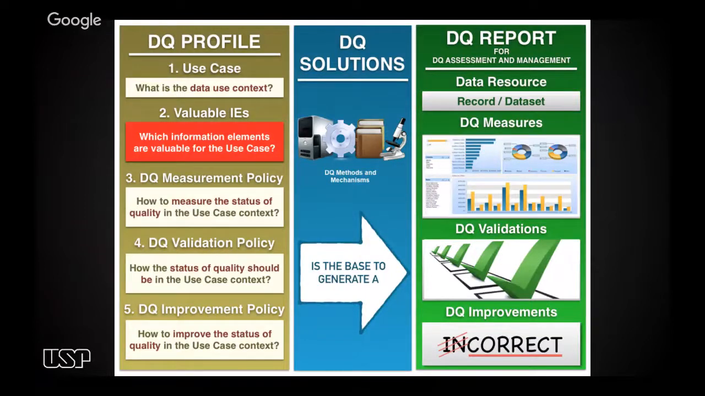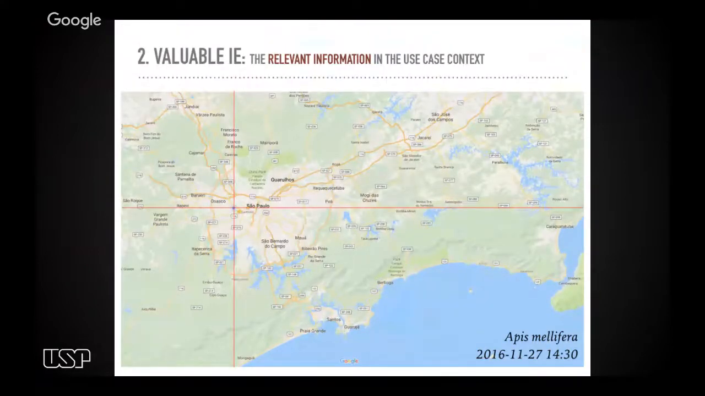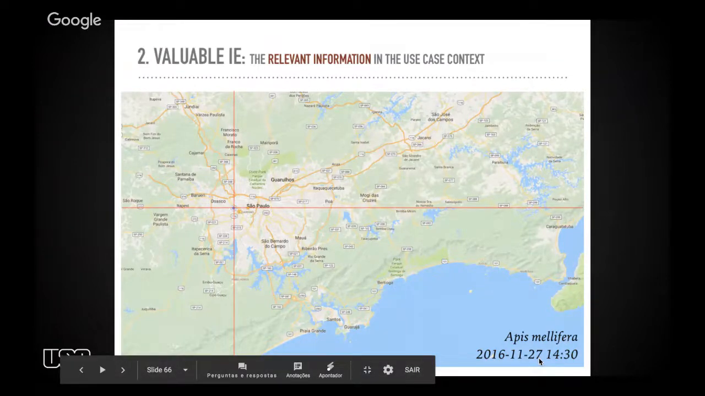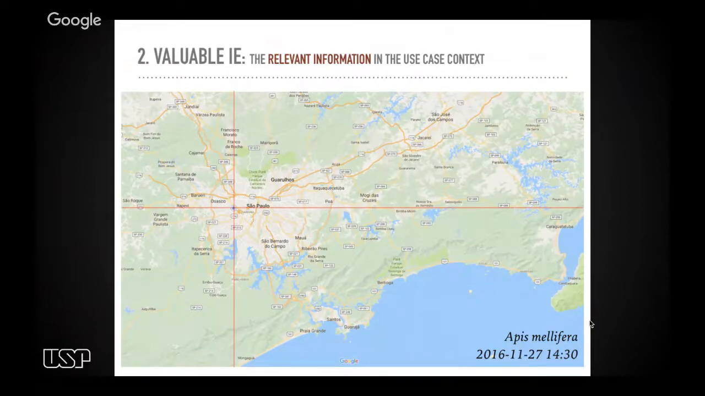So once I define why I need the data and its quality, the second step is to define what kind of information elements I'm going to use, or are valuable in this context. Let's say in my use case, I need a location, I need a taxon name, and I need a time, the date of an event. Those would be my valuable information elements.